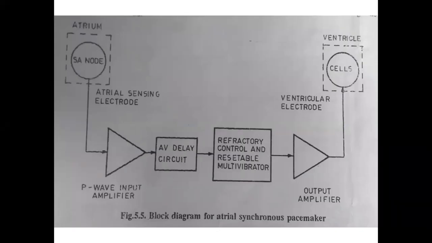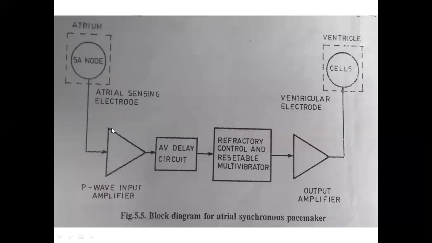It follows how the heart functions, how the heart produces impulses from the point of generation to the end. The pacemaker produces them in the same way. Here in the atrium we have a sensing electrode, called the atrial sensing electrode. It senses the P waveform, and that P waveform is given to the P wave input amplifier.